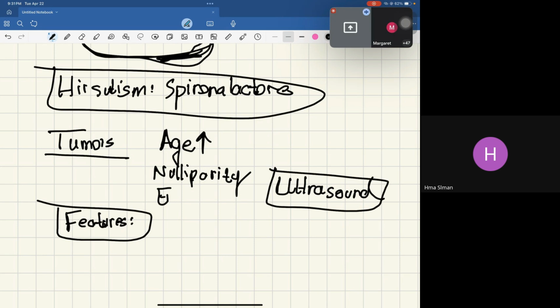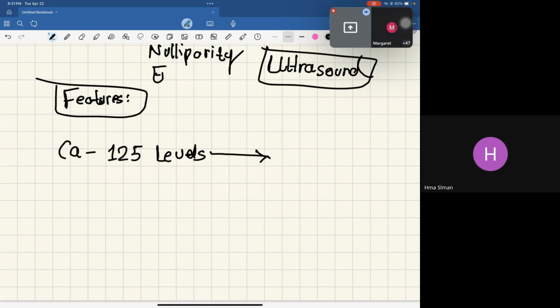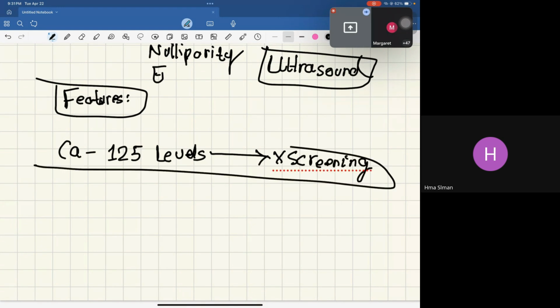Okay. Another thing is, how do you monitor the ovarian tumors? For the monitoring of ovarian tumors, we can measure CA125 levels. But again, this is something that we do not use for the screening. Never use it for the screening of ovarian tumors. Did you get it? It's for the treatment response, not for other things.